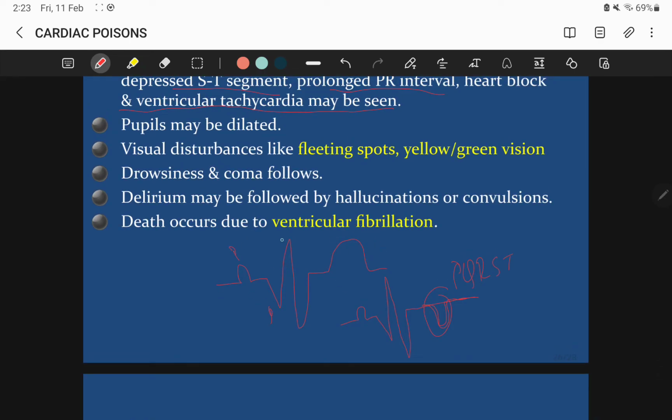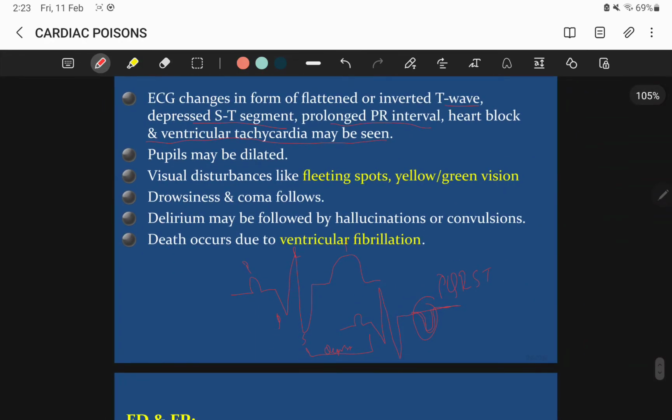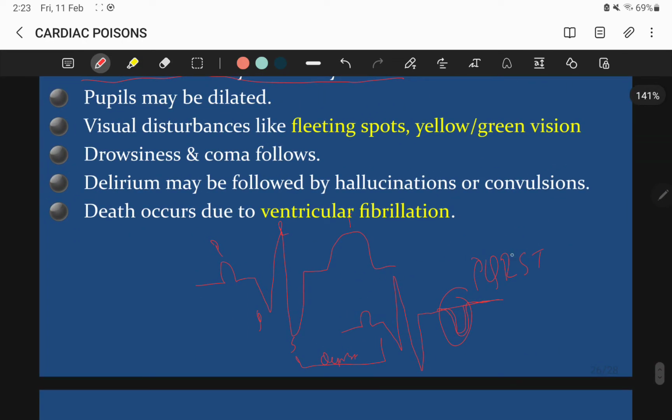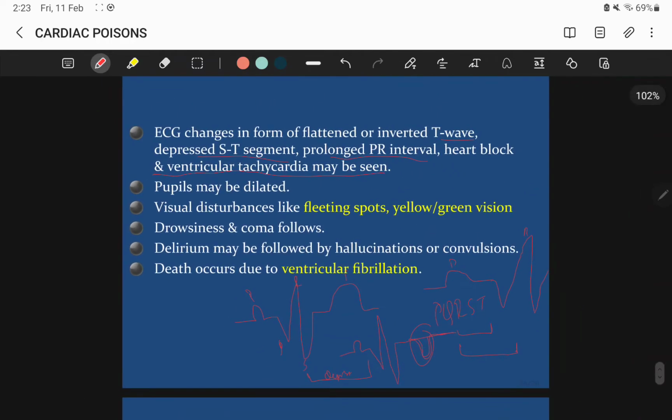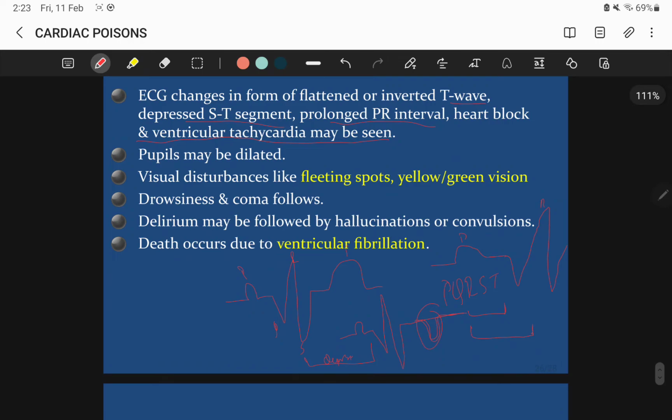PQRST. So the ST segment can be depressed. And then there is the prolonged PR interval, meaning this PR interval will be longer. Normally it should have been like this, but here it is prolonged. And then heart block and tachycardia, VFib and ventricular tachycardia, all that occur.